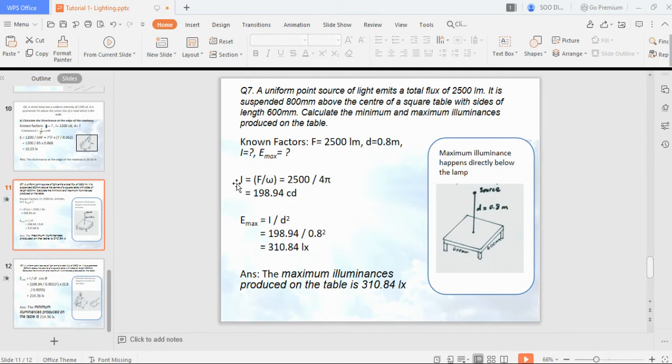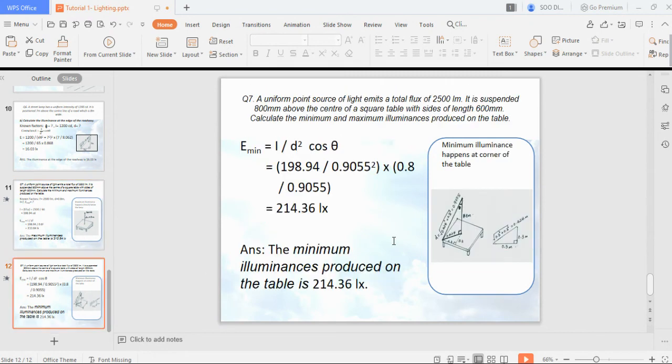So you find I using the formula, and you get 198.94 candela. You have to first find this, and then you find your E max, using the same formula. As I said previously, the maximum on this surface will be directly at a right angle from the source of light, and the minimum illuminance will be at the edge of this table. So Emax is equal to I over d square. This way you'll be able to get your maximum lux, which is 310.